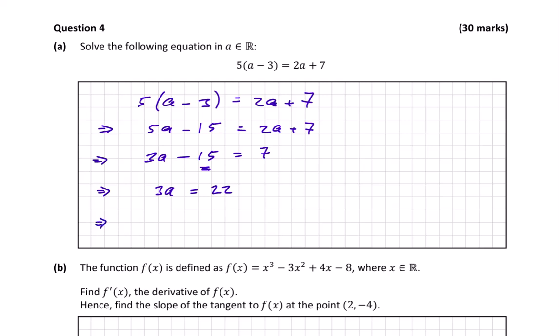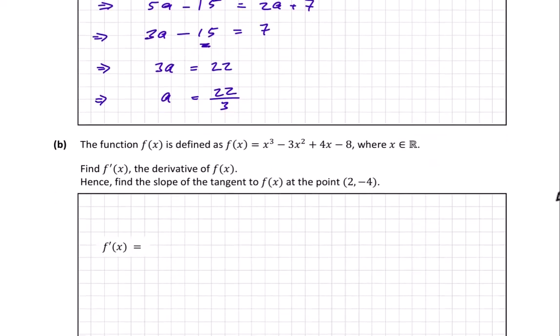Next thing we're going to do is we have this 3 stuck to the a, which means it's multiplied by the a, so we need to divide by 3. Divide by 3 will give us 1a. Divide 22 by 3, you'll just get 22 over 3. That's really it for this part of the question. Let's look at the next one.